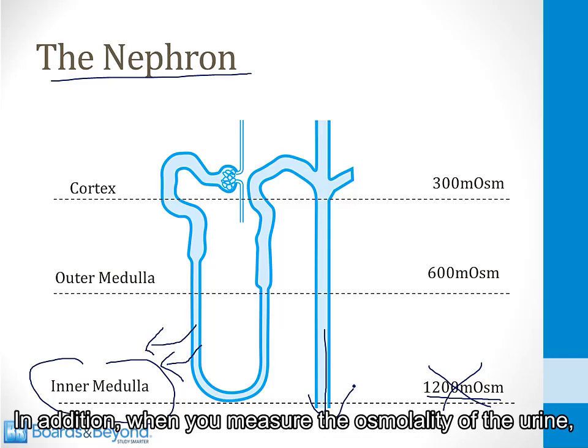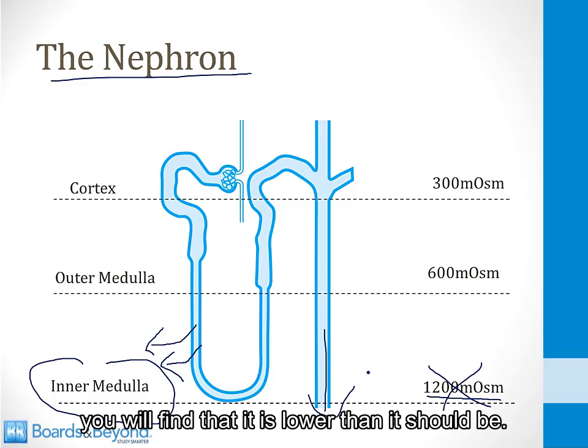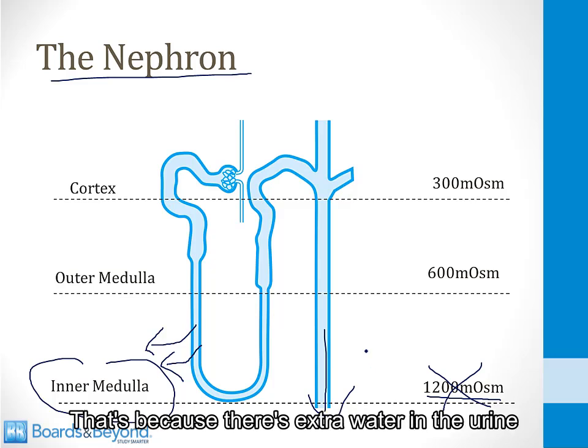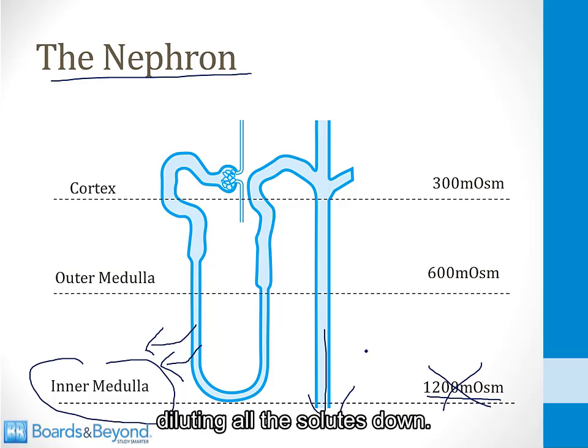In addition, when you measure the osmolality of the urine, you will find that it is lower than it should be. That's because there's extra water in the urine diluting all the solutes down.